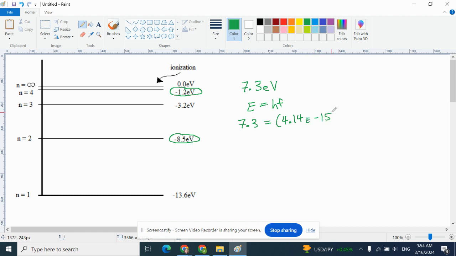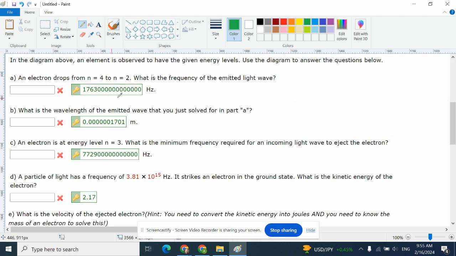For h, I'm going to use the 4.14 e negative 15 because it is in electron volt seconds, and my values for energy are in electron volts. Taking a calculator, 7.3 divided by 4.14 e negative 15 gives me 1.76 e positive 15 hertz. And that checks off with what they have.